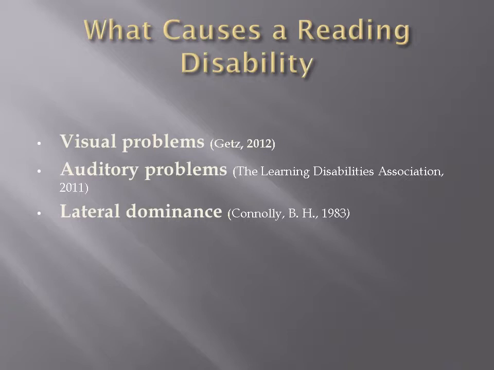Auditory problems are another theory. If a student has an auditory problem, he'll not be able to distinguish the number of sounds in a word. The Learning Disabilities Association explains that auditory problems cause reading difficulties, but should not be confused with a disability. Auditory problems, along with visual problems, can be a contributing factor, but they're not a cause of a reading disability.